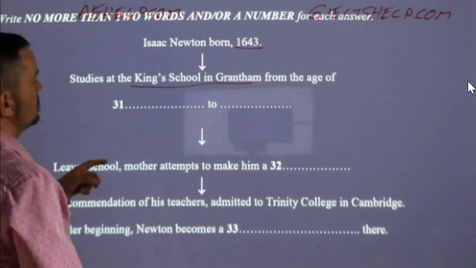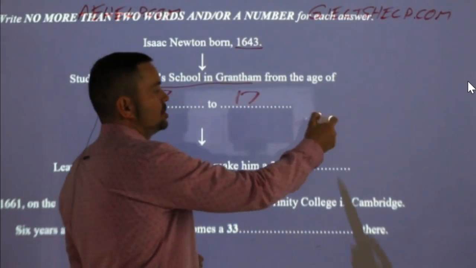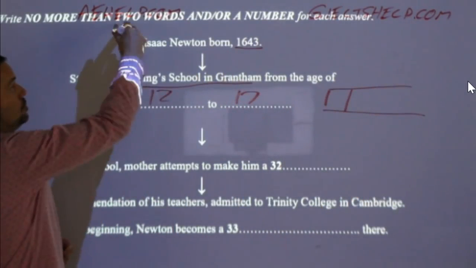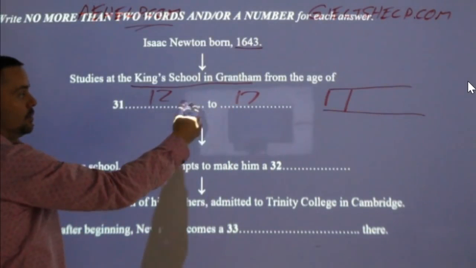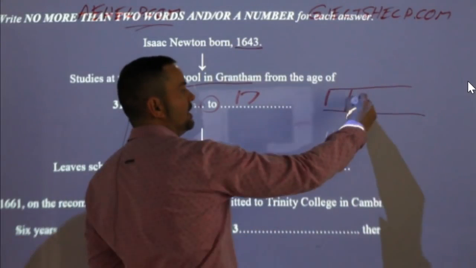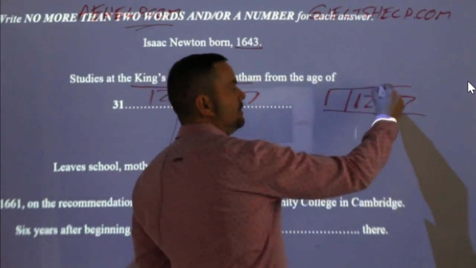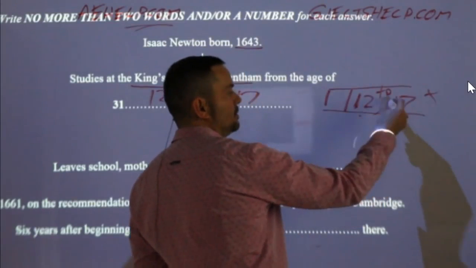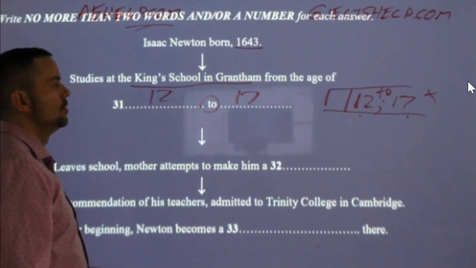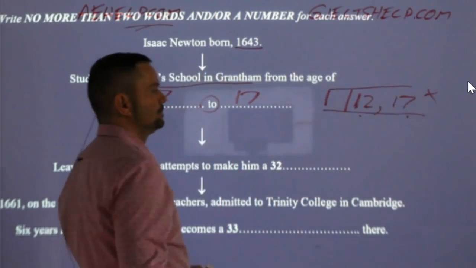All right, studies at King's School in Grantham from the age of 12 to 17. So in your answer sheet, students, for this one, you only need to put the numbers. Don't put the word, okay? It's two words and or a number. If you write 12 to 17, you'll get it wrong. They gave you that, okay? It said only two. So you can only have 12, 17. Comma is not counted. So don't worry about the comma. If you have the word two, then it's wrong because it's two numbers and a word. It says two words and or a number, okay? So you cannot put the word two in there, all right? So just a comma, all right?